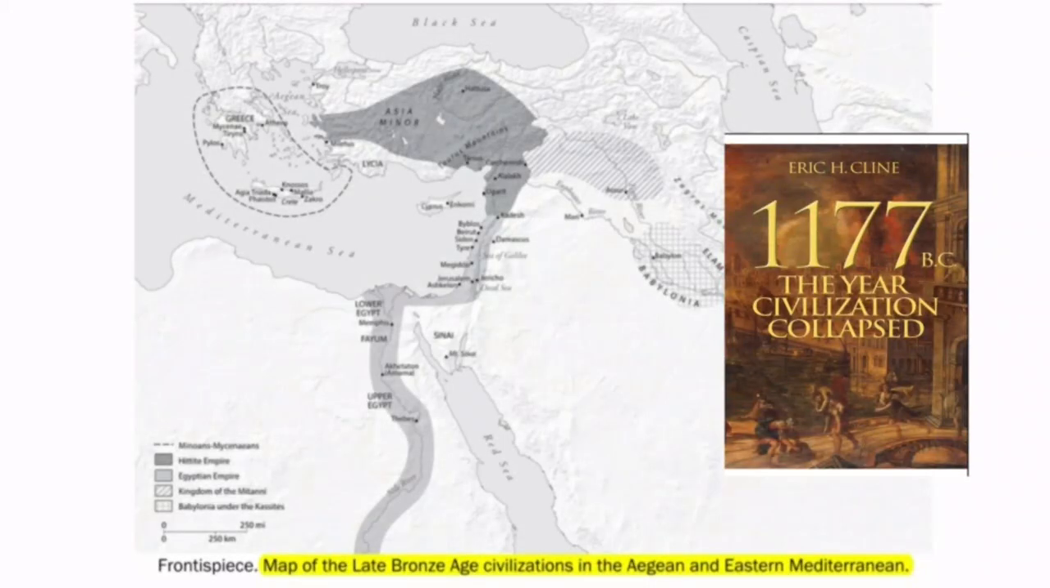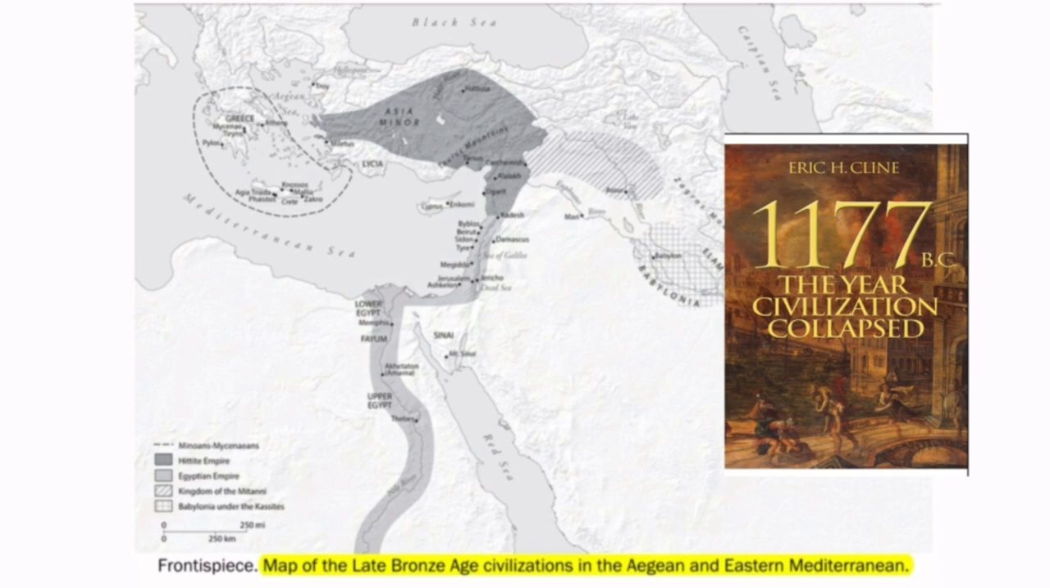Something happened around the time of the Bronze Age that changed the course and direction of the world. These different ethnic groups had this type of World War I or World War scenario or conflict. This was part of the time of the Exodus. This is a map of the late Bronze Age civilizations in the Aegean or Greece and the Eastern Mediterranean, Phoenicia, Philistia, the Palestine-Israel area.